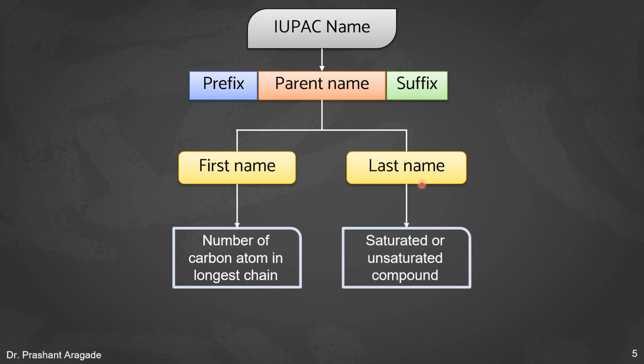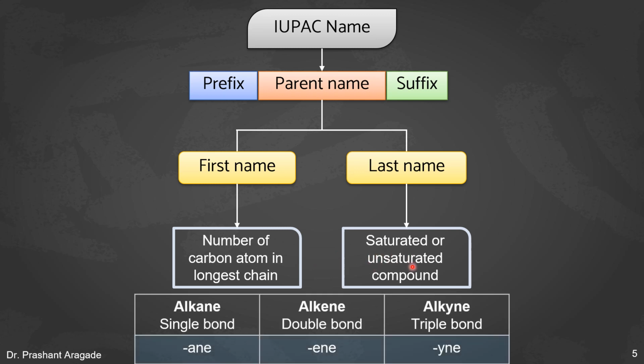So last name is derived from whether the longest chain is saturated or unsaturated. For carbon-carbon single bond, the last name is ANE. For carbon-carbon double bond, the last name is ENE, that is for alkene. And for carbon-carbon triple bond, the last name is YNE, that is for alkyne.